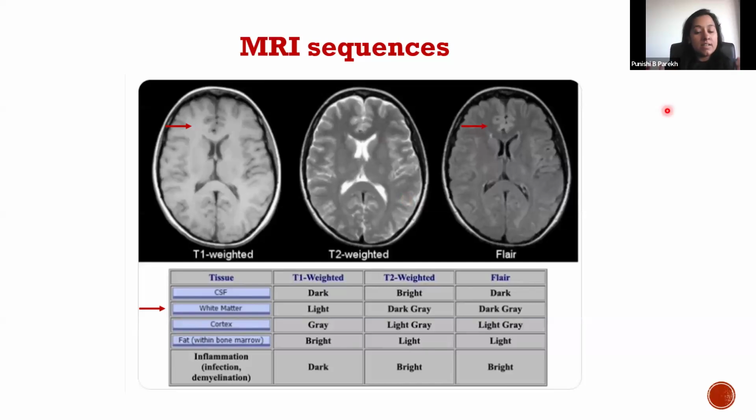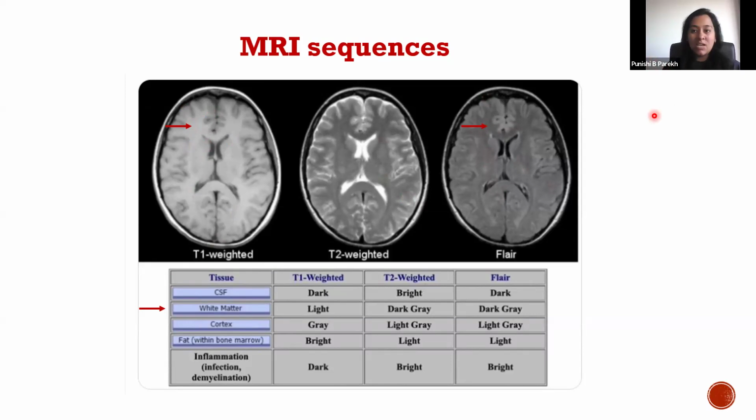Now, how do you differentiate T1 versus FLAIR? Both of them will have black colored ventricles, so that's not the way to differentiate. But what is different is that if you look at the white matter in a T1 weighted sequence, it appears bright in color, versus the same white matter on a FLAIR appears darker gray. So that is one difference between a T1 weighted MRI sequence versus a FLAIR.